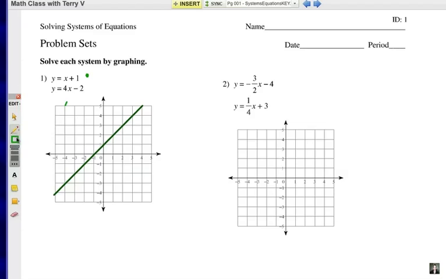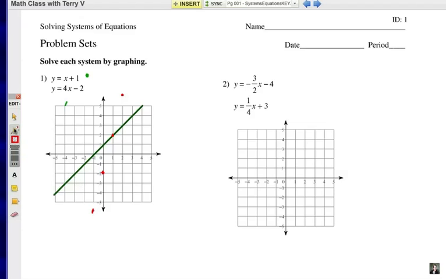Alright, the next one. Let's go ahead and find the y-intercept is negative 2. So we're going to put a dot there. And the slope is positive 4 over 1. So we're going to go over 1, up 4. And you know, it looks like that's our solution right there. Let's put another dot there at the same slope, and then we can go down 4 and over 1.